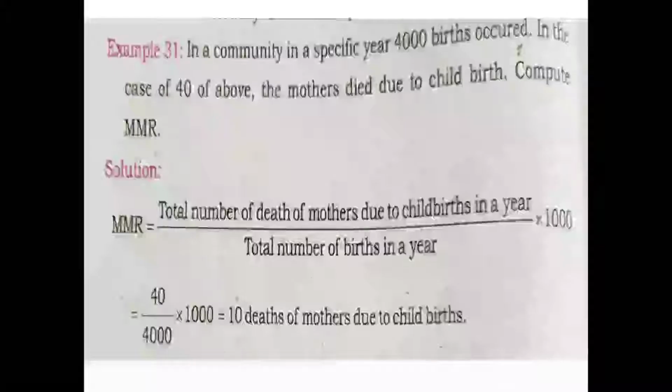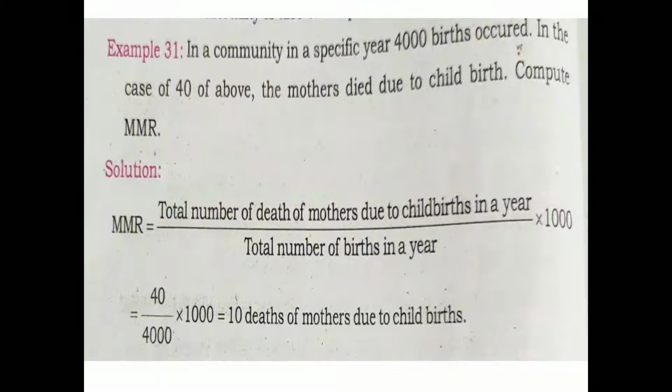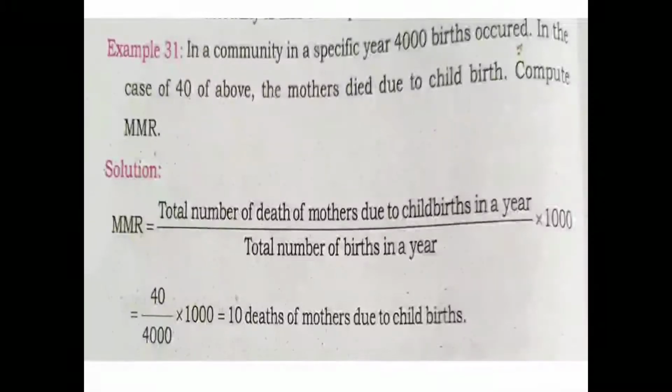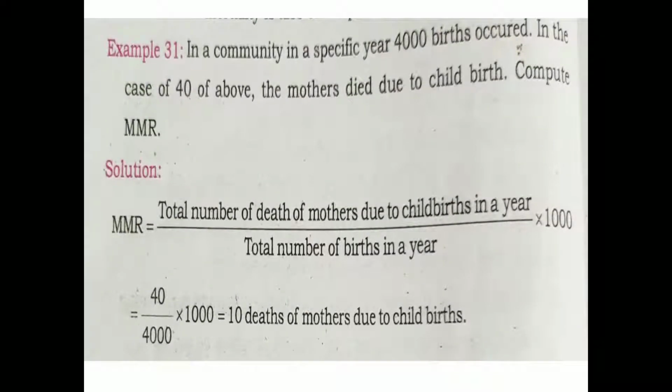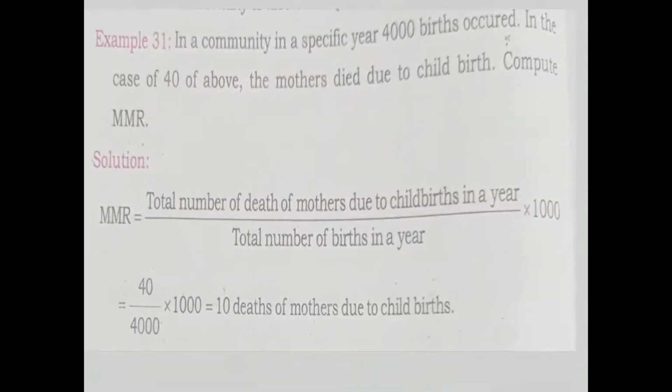We'll see the problem. In a community in a specific year, 4000 births occurred. In 40 of these cases, the mothers died due to childbirth. Compute MMR. So the number of deaths is 40 and the births are 4000. The MMR formula is total number of deaths of mothers due to childbirth in a year divided by total number of births in a year into 1000. So 40 divided by 4000 into 1000 is equal to 10 deaths of mothers due to childbirth.